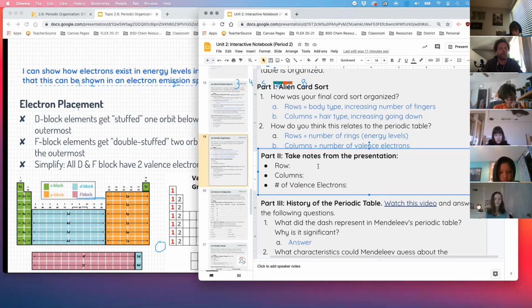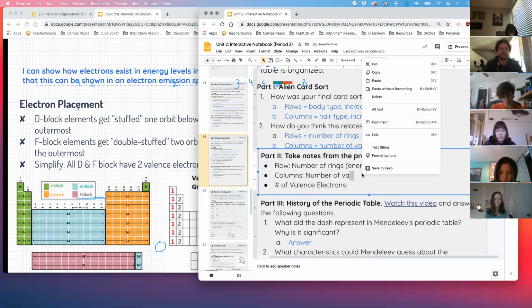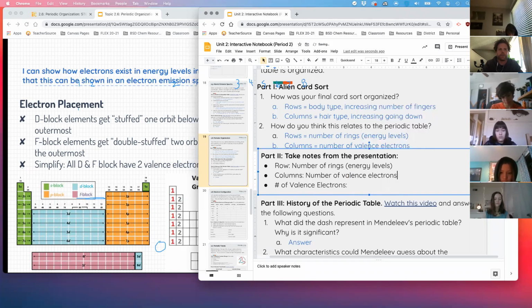So we can put some notes in right here. Takeaways from the notes. What's going on in the rows? Rows represent the number of rings, aka energy levels, okay? Columns represent the number of valence electrons. Number of valence electrons is the same throughout a column, and it's 2 in the center.